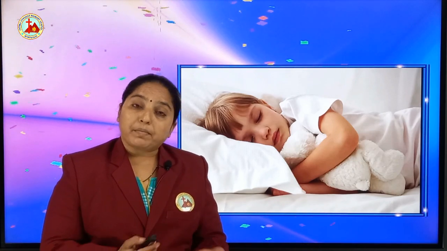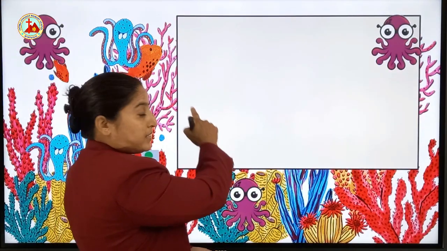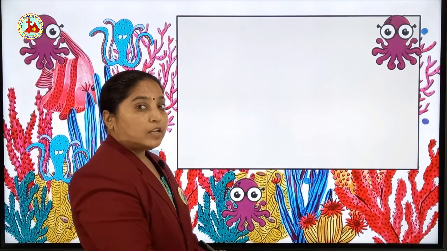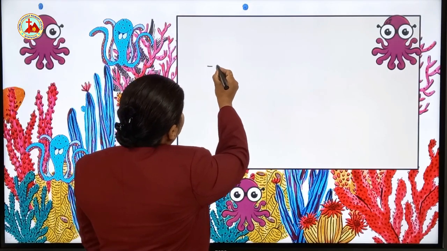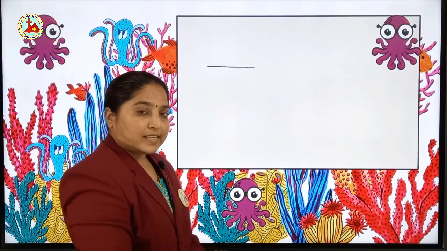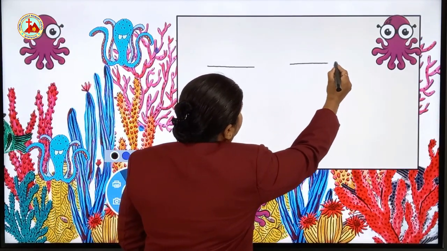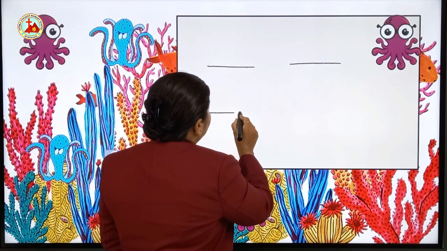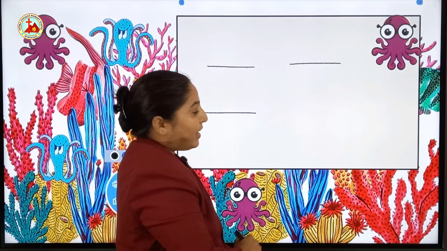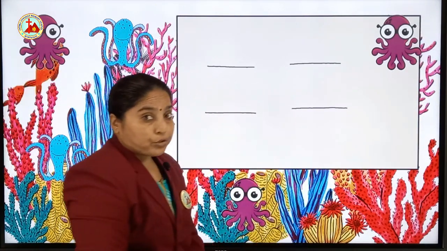So today Miss will teach you how to draw sleeping line. Okay, for drawing sleeping line we will start from the left side. This is left side and that is right side. So we will draw sleeping line from left side to right side. This is sleeping line. Left side to right side, sleeping line.